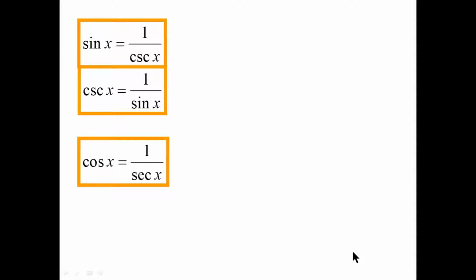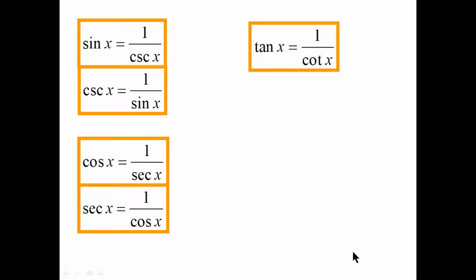Now, the purpose of this is to show you that the sine and the cosecant are mutually reciprocal. Sine is 1 over cosecant. Cosecant is 1 over sine. The cosine and the secant are mutually reciprocal. The cosine is 1 over the secant, while the secant is 1 over the cosine. And the tangent and cotangent are mutually reciprocal in the same way.